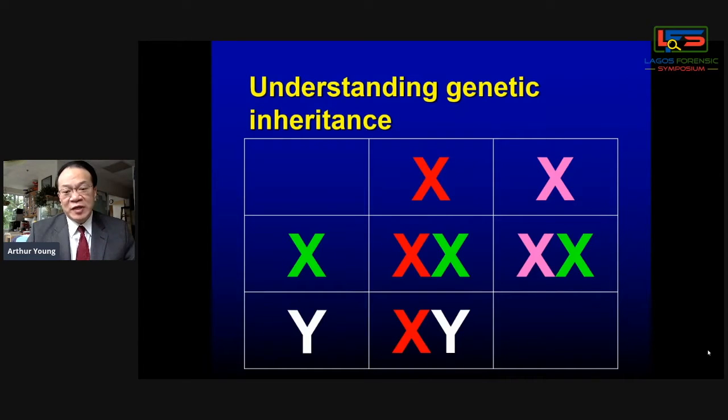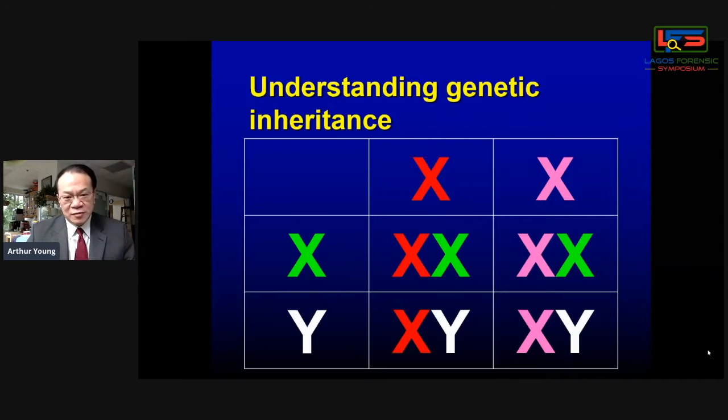However, if the father passes on his white Y chromosome forward, what we have is a son. And then, if the mother, instead of the red X, gives the pink X, then there will be a daughter. Otherwise, if the father contributes his Y chromosome, there will be a son. Now, these are the 4 genetic possibilities for any child.